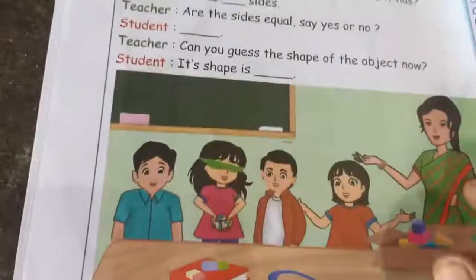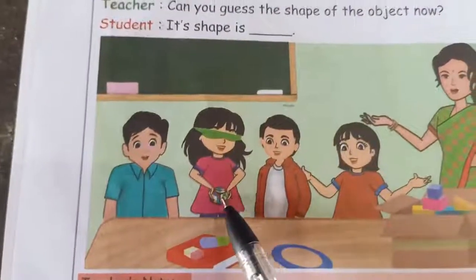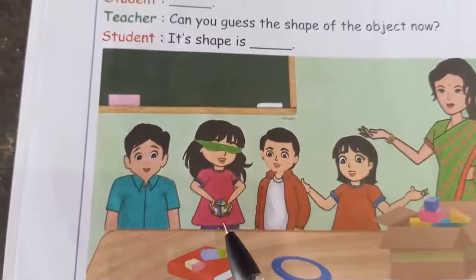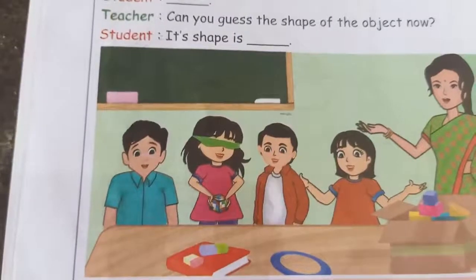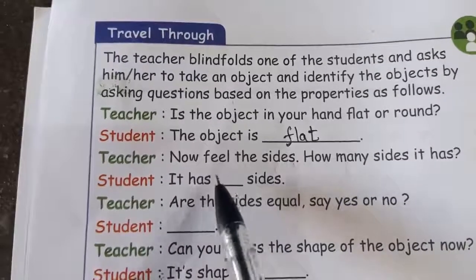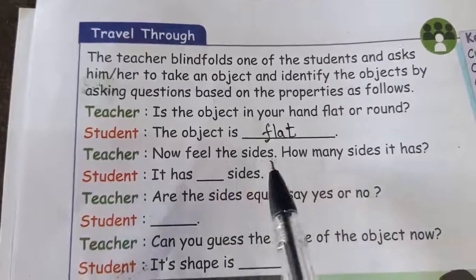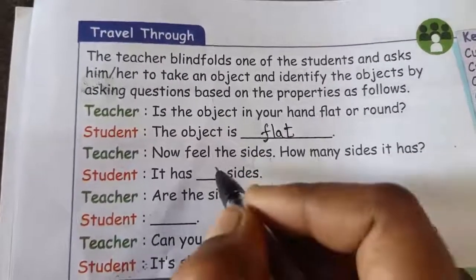Okay, see this picture. How many sides? So, cube. Cube means we know already. So cube has how many sides? 6 sides. The Rubik cube is the shape of a cube. So cube means how many sides? A cube has 6 sides.